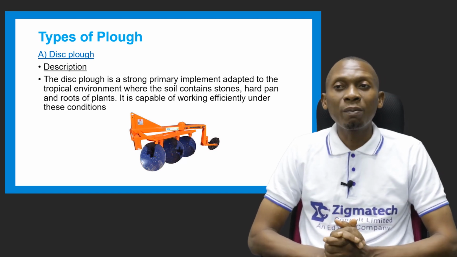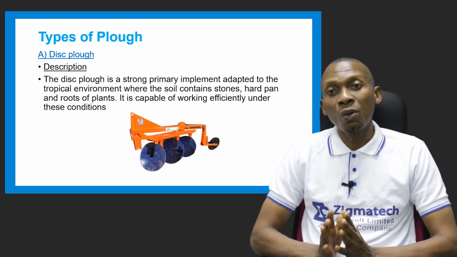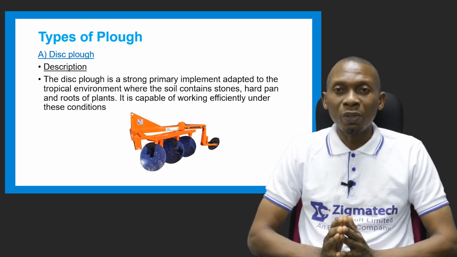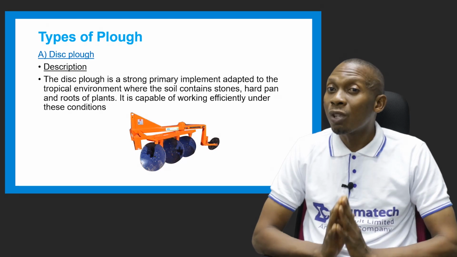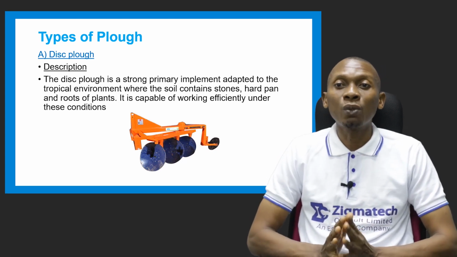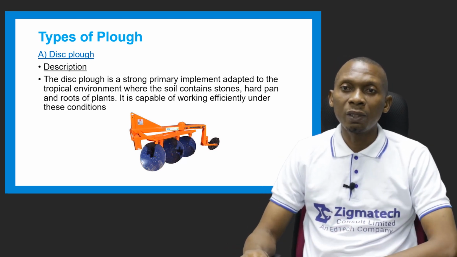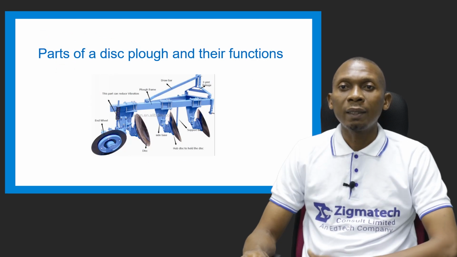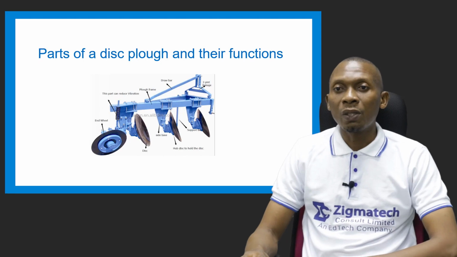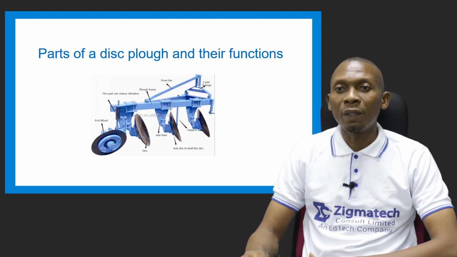It's a strong primary implement adapted to the tropical environment. You know, we have the temperate environment, the cold regions. They also have the tropical environments, which are the hot regions. So it's adapted to the tropical environment where the soil contains stones, hard pans, and roots of plants. So it can work efficiently under these conditions. So this is a disc plow with the various parts that have been labeled. Take a good look at the labeling in order to understand the various parts of a disc plow.